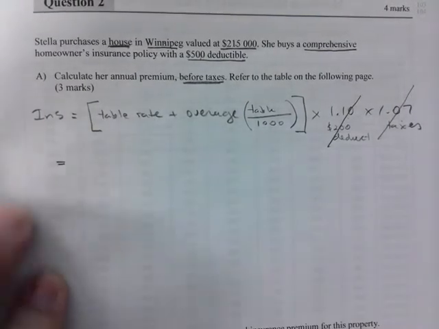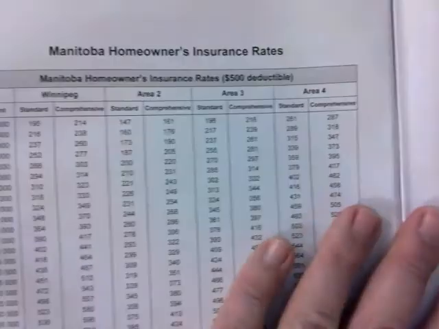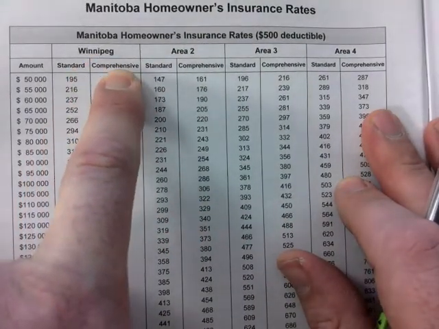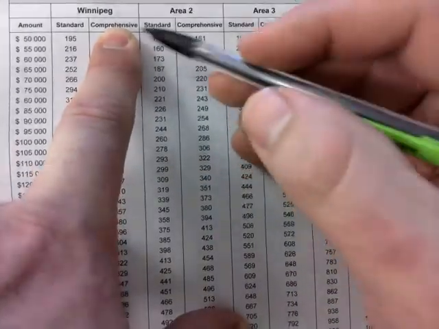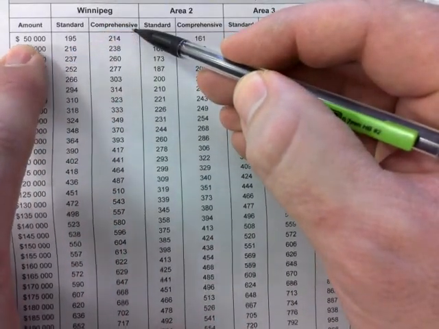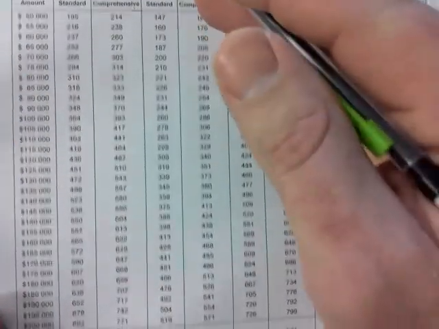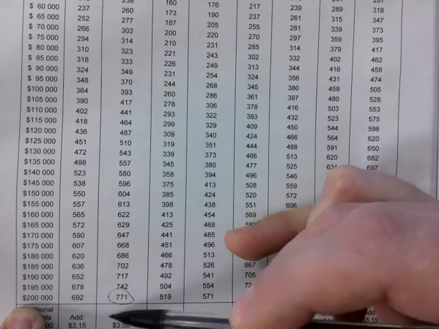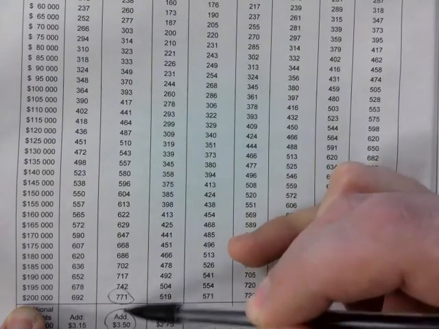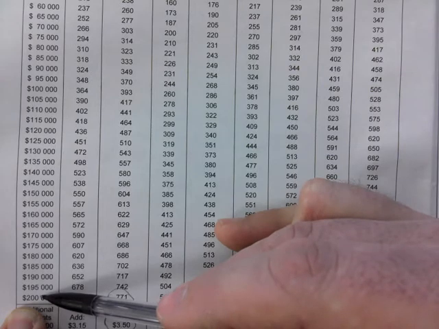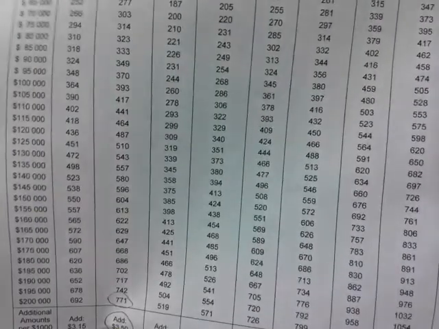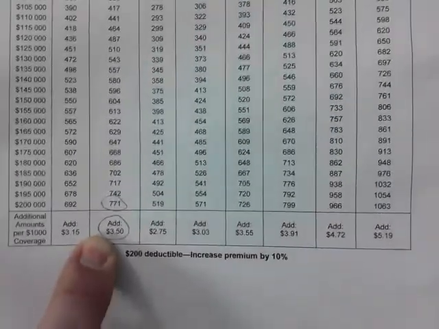Table rate. I'm going to go over to my table, which is on the next page. We are in Winnipeg. We want comprehensive. And you look at the value of the homes on the left side. You're going to max out at 200,000 down here. So write the 771 down and also bring this with you, because this house is worth 215. Let's remember both of these, 771 and 350, at the bottom there.